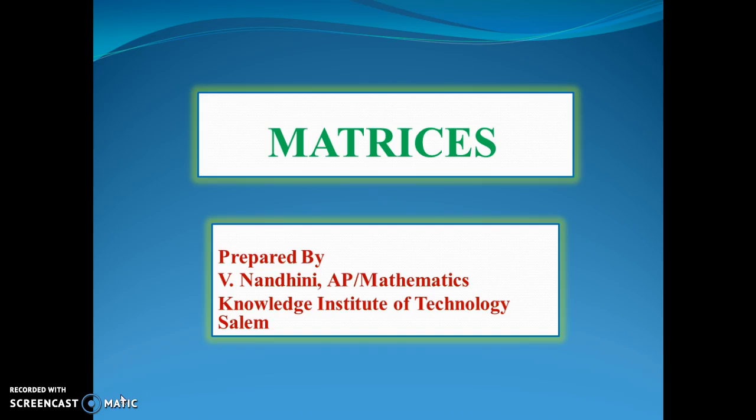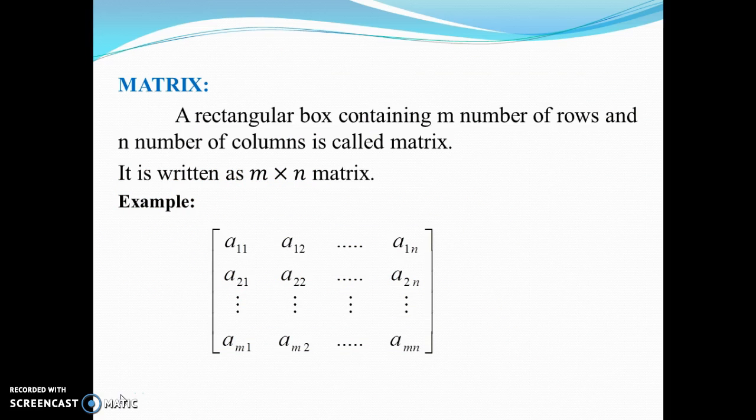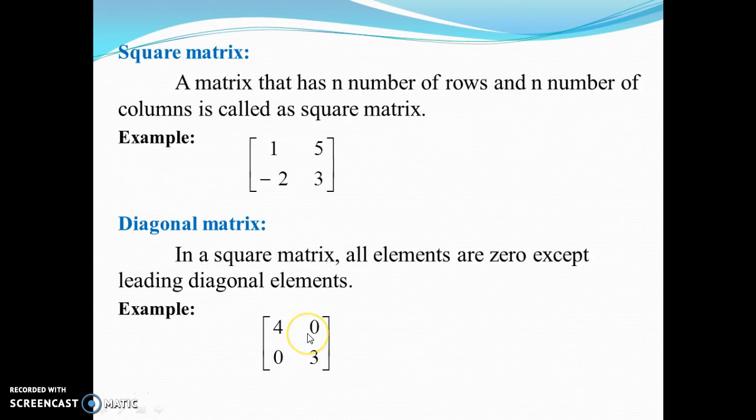Now we see the topic matrices. The definition of a matrix is nothing but a rectangular box containing m rows and n columns. It is simply called an m cross n matrix. The below is an example of a matrix.